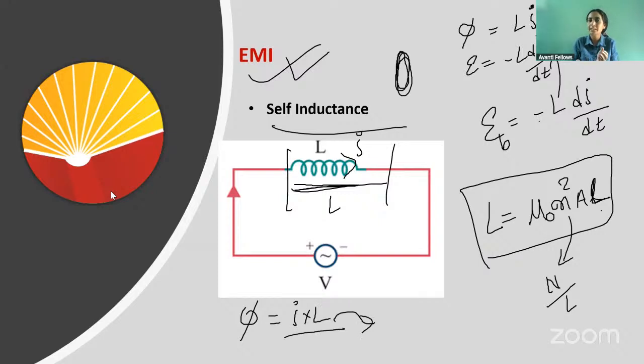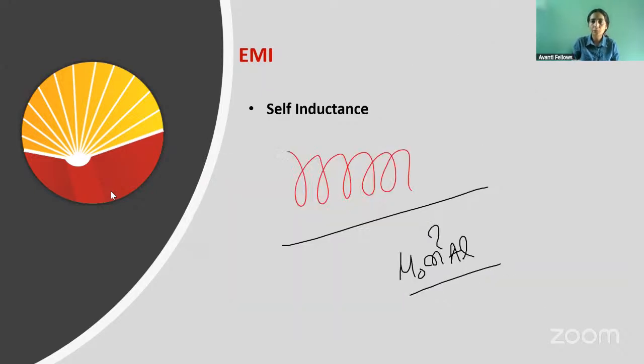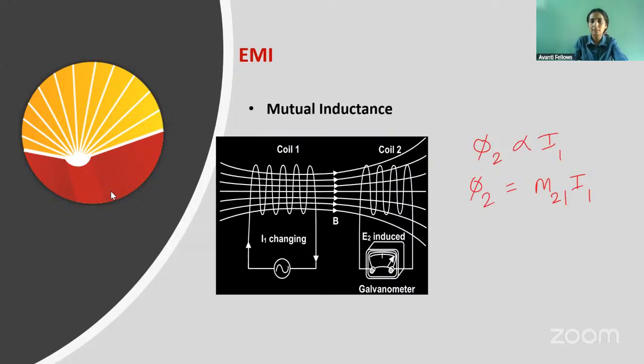The SI unit of self inductance is the Henry, and its formula for an inductor is this, okay. Similarly, if you talk about mutual inductance, then I have taken two coils here, coil 1 and coil 2.